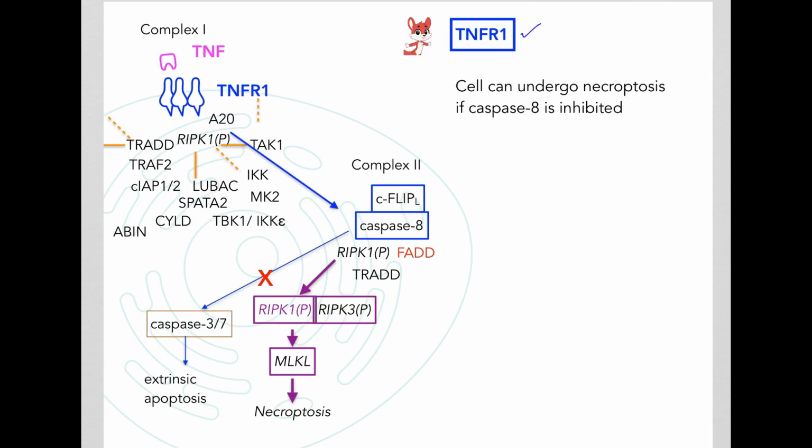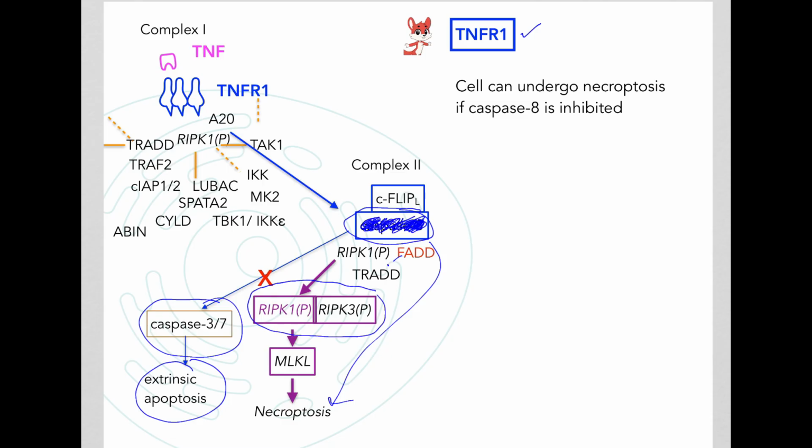So for example, with the TNF-R1 cell signaling pathway, we saw how the cell can undergo extrinsic apoptosis because it uses its caspase 8 to activate the executioner caspases. However, if the caspase 8 is inhibited, and we know a lot of proteins that can inhibit caspase 8, including FLIP that is released by different viruses, as well as cells, then the cell still has another way to die, and that is through necroptosis. So notice that these proteins here, RIPK1 and RIPK3, play an important role in necroptosis.